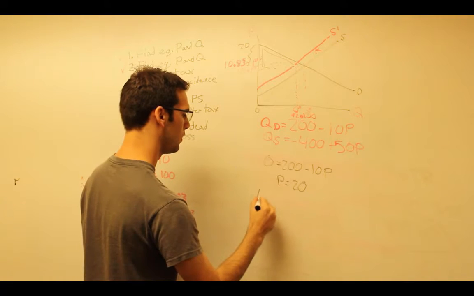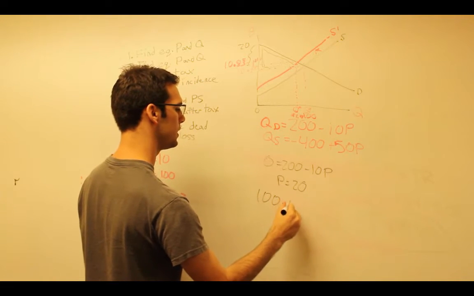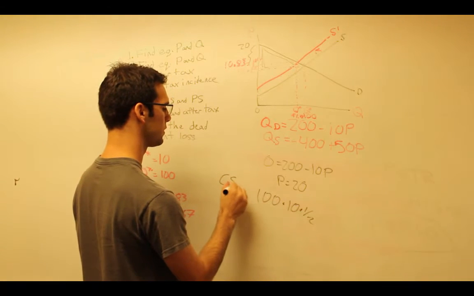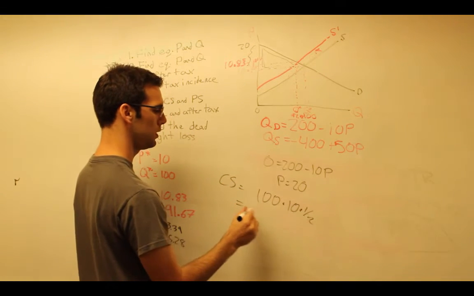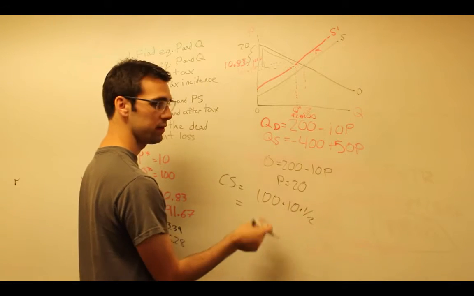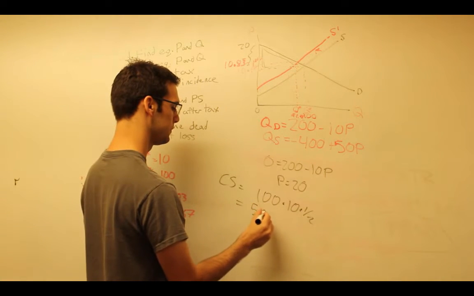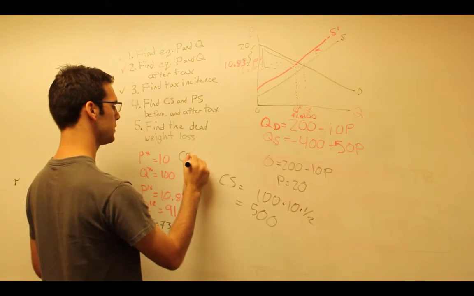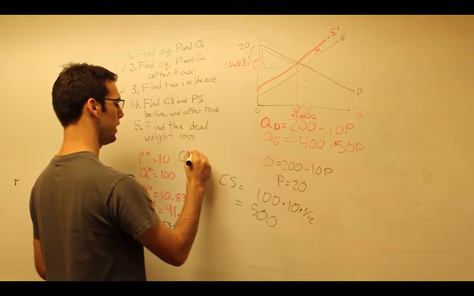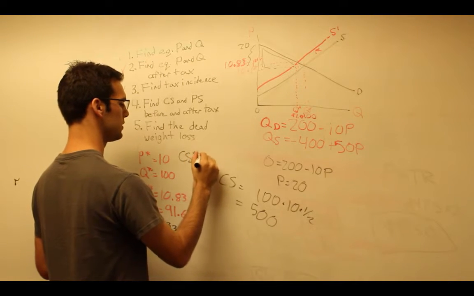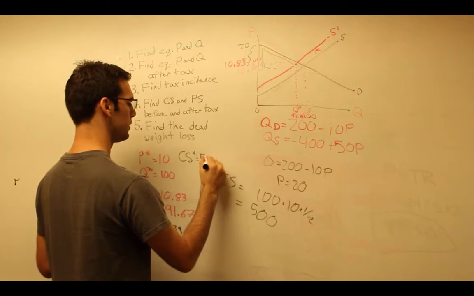So you have 100 times 10 times 1/2 equals the consumer surplus, and it ends up being 100 times 5, which is 500. Okay, so the consumer surplus in the original case, we'll call that star, equals 500.